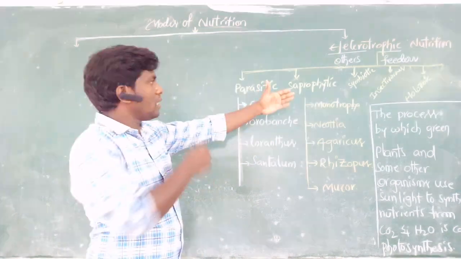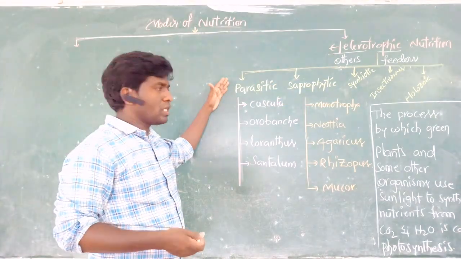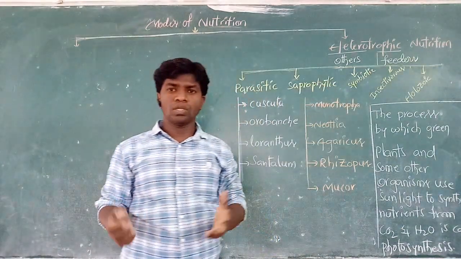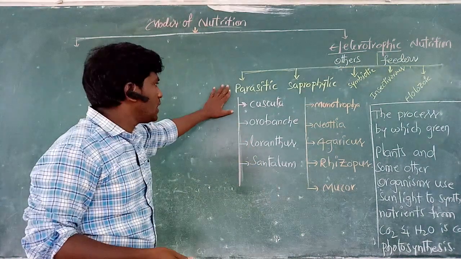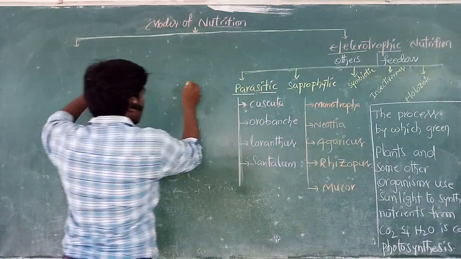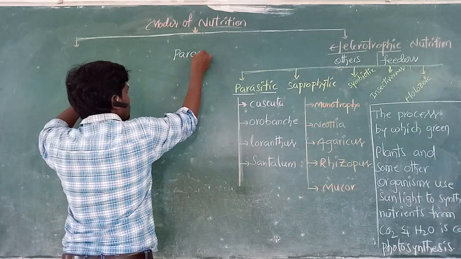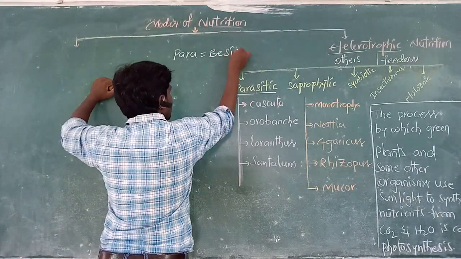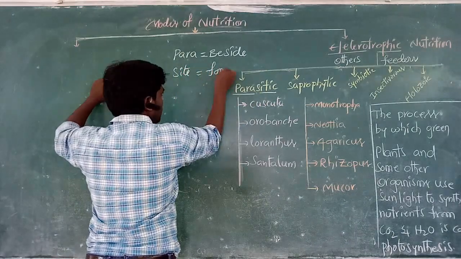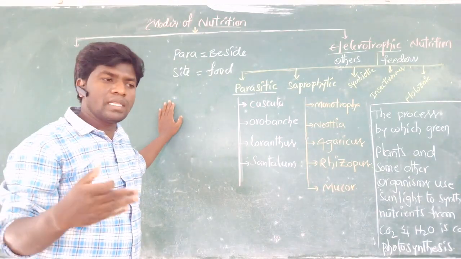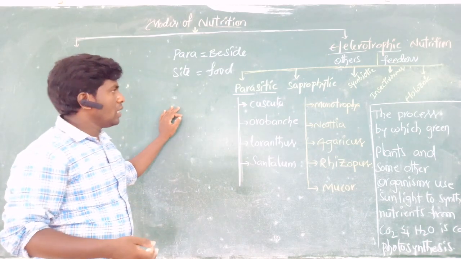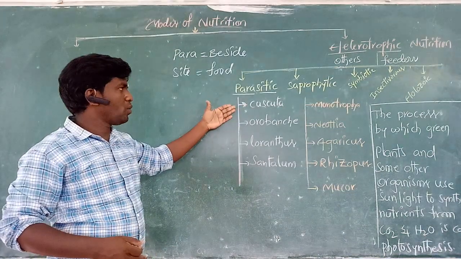Some types of heterotrophic nutrition are parasitic nutrition, saprophytic nutrition, symbiotic nutrition, insectivorous nutrition, and holozoic nutrition. The first one is parasitic nutrition. Para means beside, sitos means food. They will eat from the plants or animals beside them. The best example of parasitic nutrition is cuscuta.